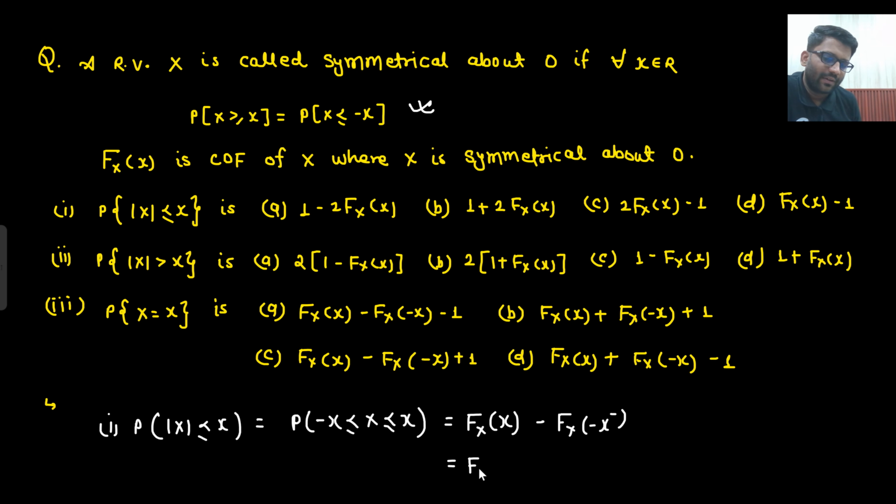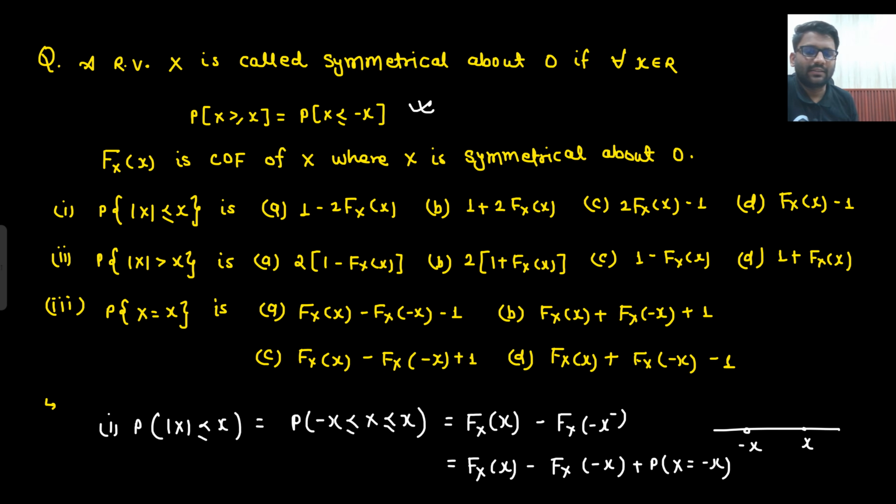Or how can I write it down? Fx of x minus Fx of minus x. What does that mean? That means I have killed the minus x as well, but you need minus x. That means you need to add the probability at minus x. This is what we have done. Is that clear to you? So this should be my answer. But none of the options is matching, right?